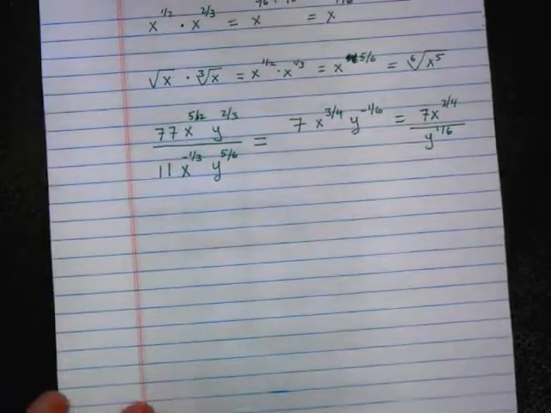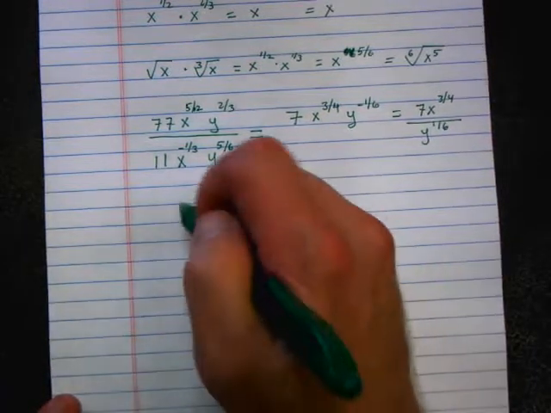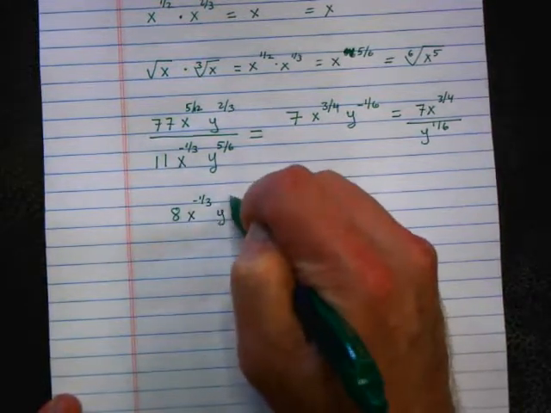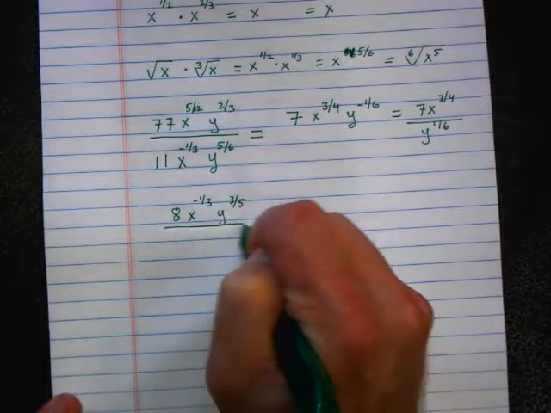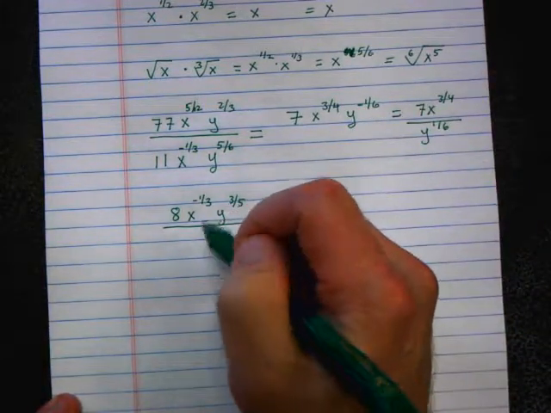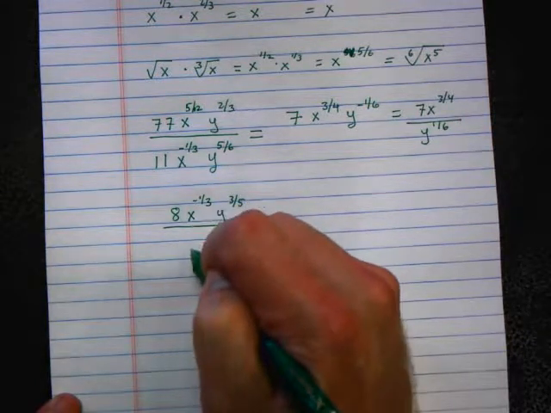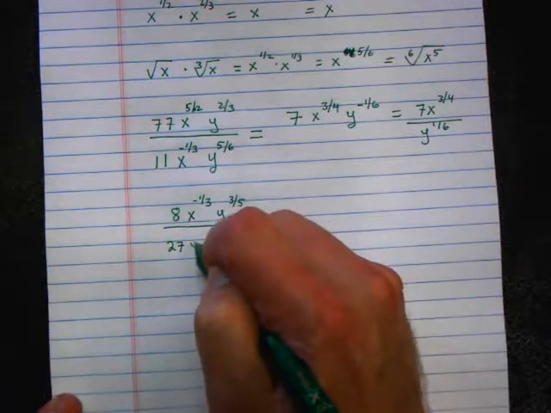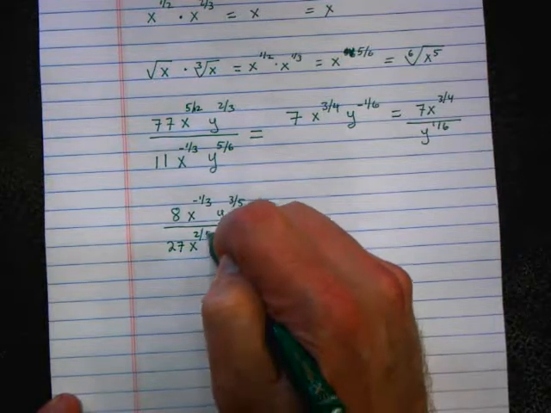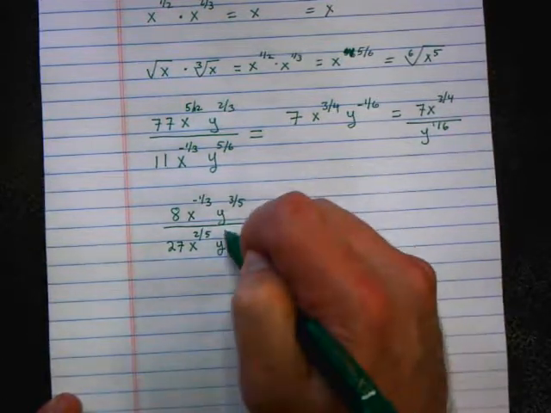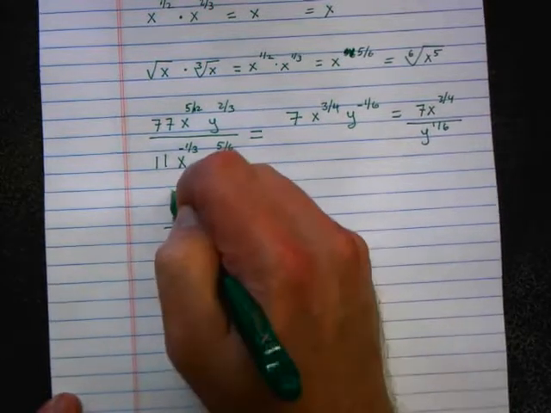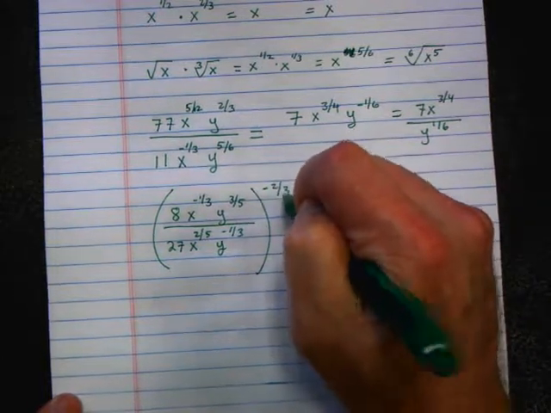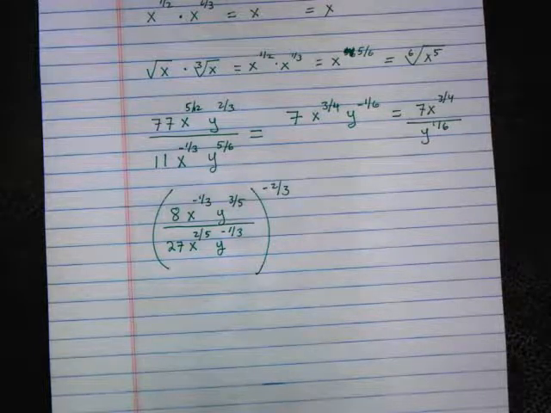Alright, then you're going to have even more fun ones. You might have, let's say, 8x to the -1/3 y to the 3/5 divided by, nah, I'm done with 77 today. 66. 27x to the 2/5 y to the -1/3, and then the whole thing is raised to the -2/3, which is then raised to the 1/3.